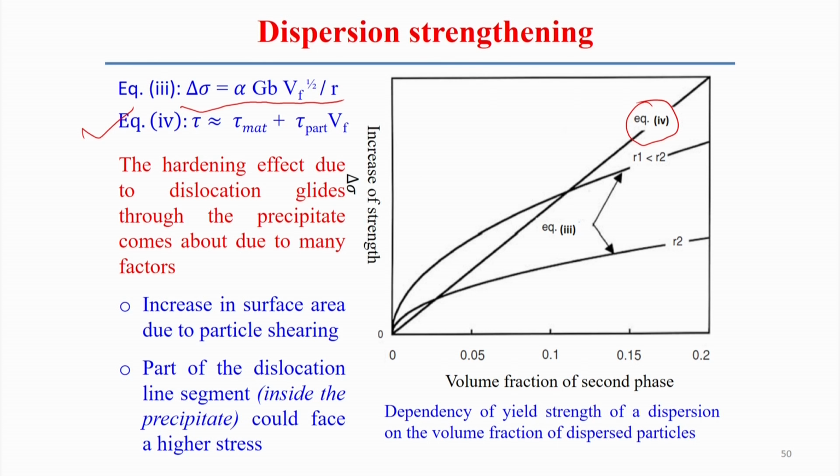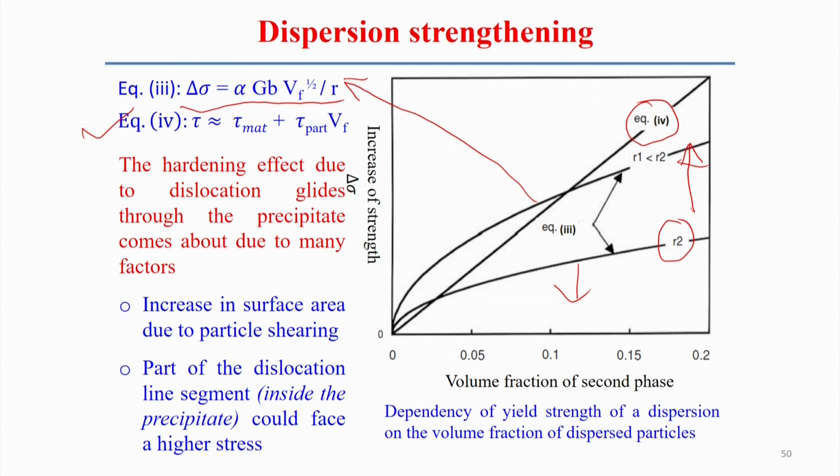So if this is the particle size, if the particle size is bigger, probably the increment of the strength level is on the lower side. But if the particle size is smaller, then the variation with the volume fraction of the second phase gives more increment of the strength, and the nature of the curve follows equation number 3 in this case.